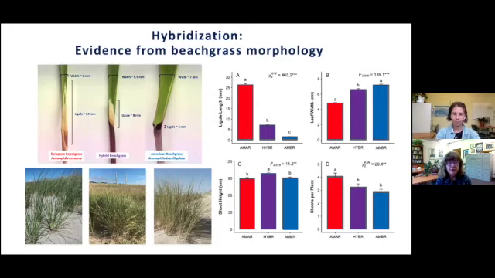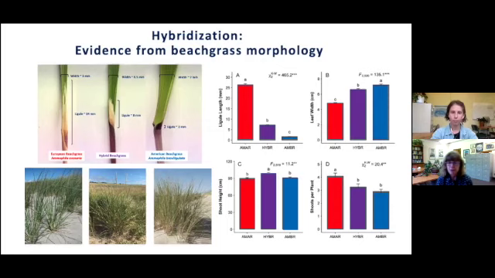And Ammophila arenaria has a ligule that's on average about 24 millimeters long. Ammophila breviligulata, so breviligule, so tiny little ligule, has a ligule that's about 2 millimeters on average. And it turned out that the hybrid beach grass had an intermediate size ligule, about 8 millimeters. After we did all of our measurements, we determined that it was an intermediate sized ligule.